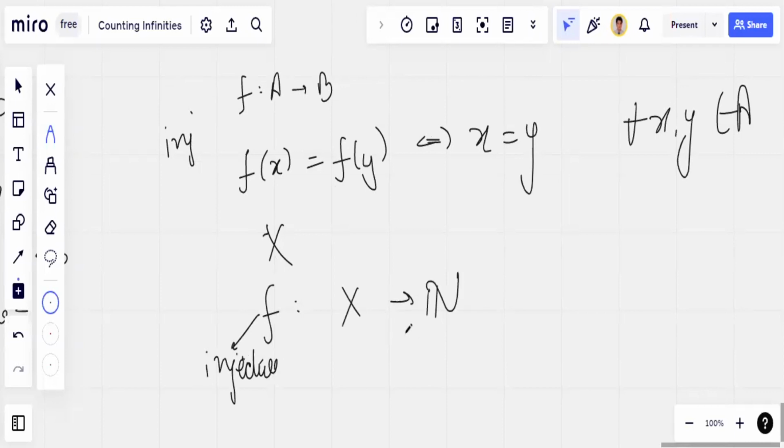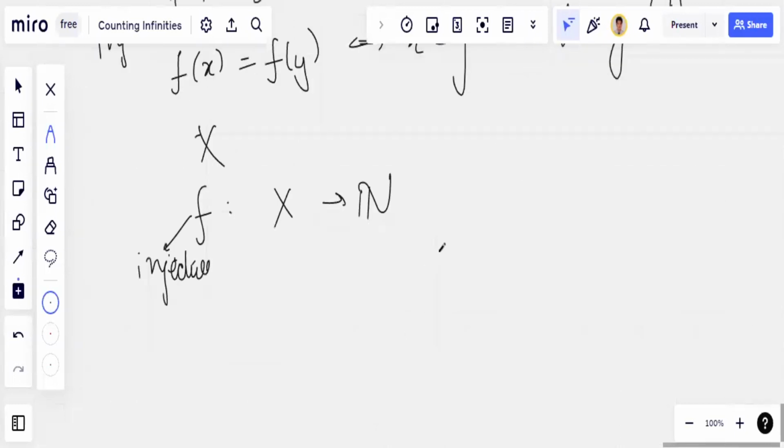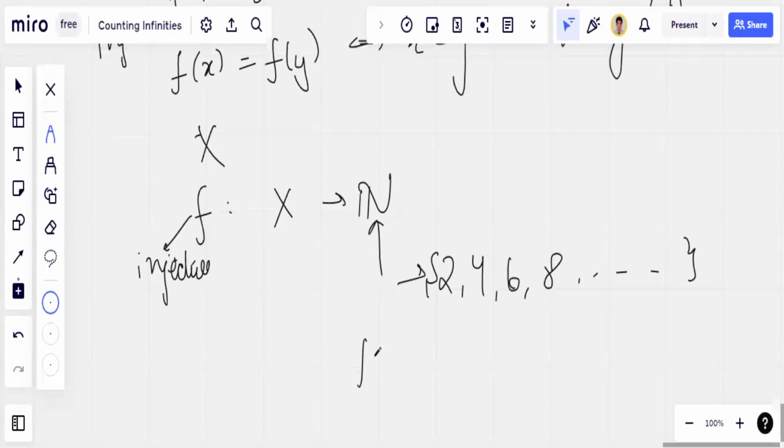So let's say you have the set of even numbers 2, 4, 6, 8, and so on. We say that this is countable. We can find an injection from this set to the set of naturals. One injection could just be f of x equals x. So this maps to 2, this maps to 4, this maps to 6, and so on. This is a valid injection.